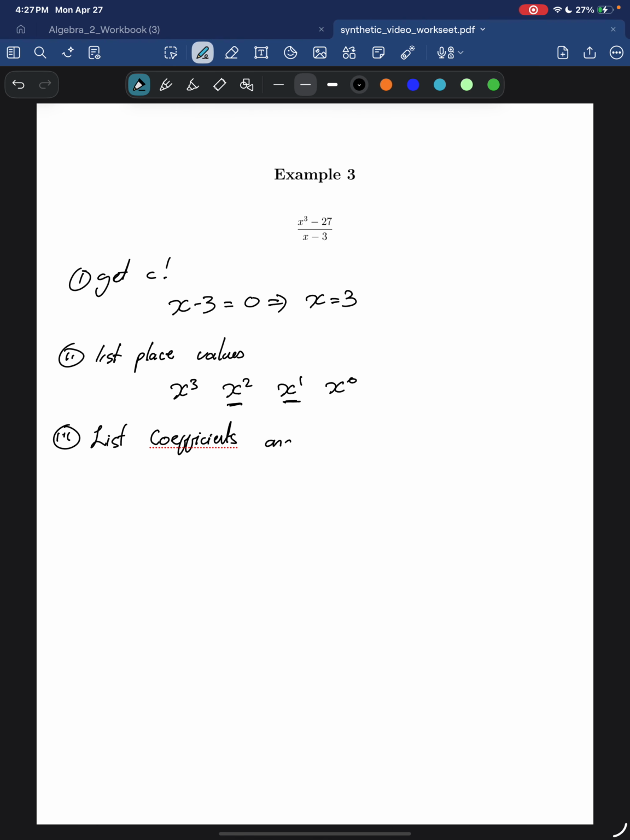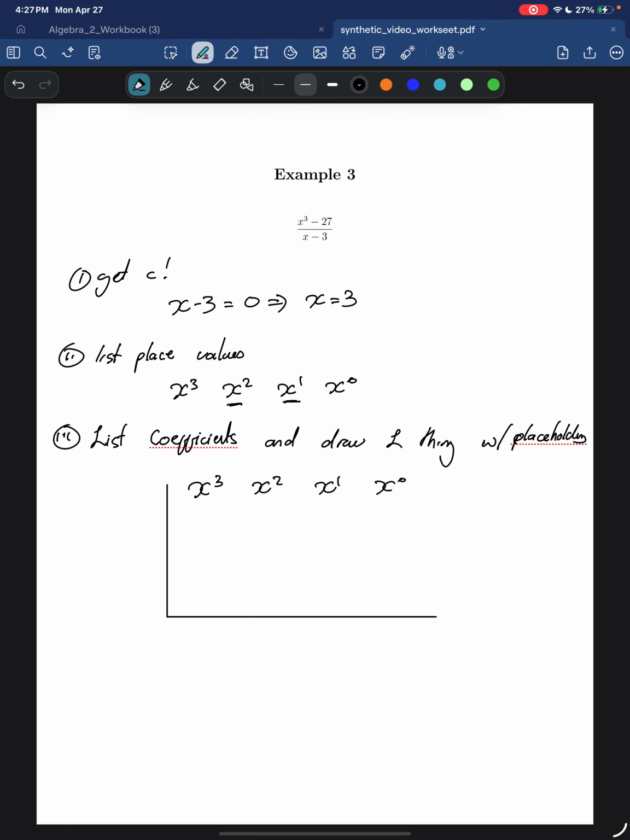So let's see, list coefficients and draw the L thing with placeholders. All right, so our C is 3. So I'm going to first write my placeholders: x2, x1, x0.